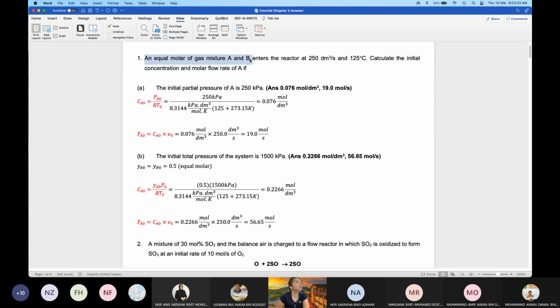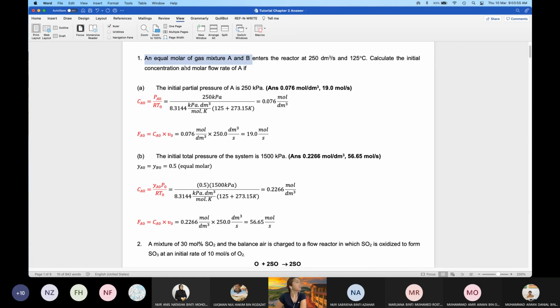Okay, so for the first question for this morning, we have an equal molar of gas mixture A and B. Okay, so it's very important in engineering questions to understand the question first. Most of the time, students are not able to solve the questions mostly because they are unable to understand the question in the beginning.